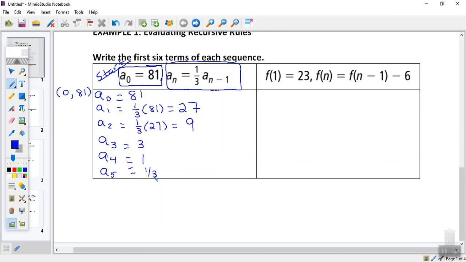All right. So up here they kind of give us a different notation on the top right. Same thing. We're going to give 6 terms.